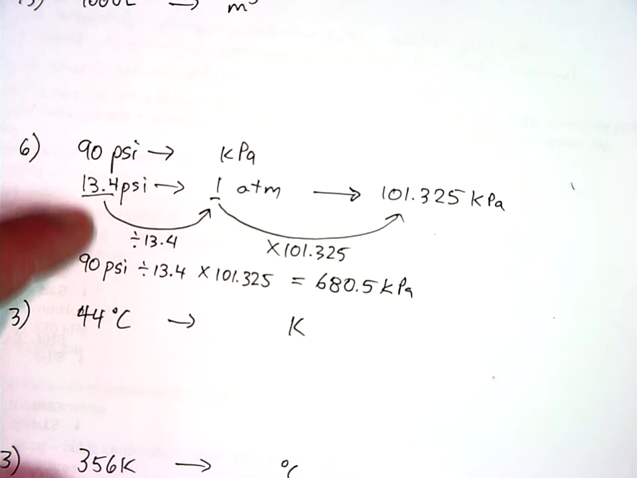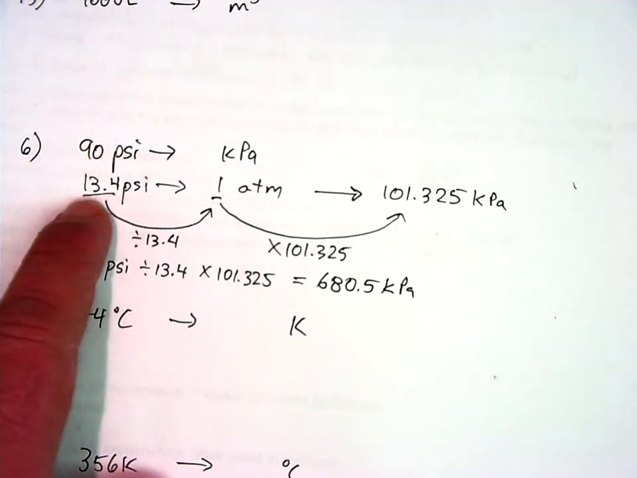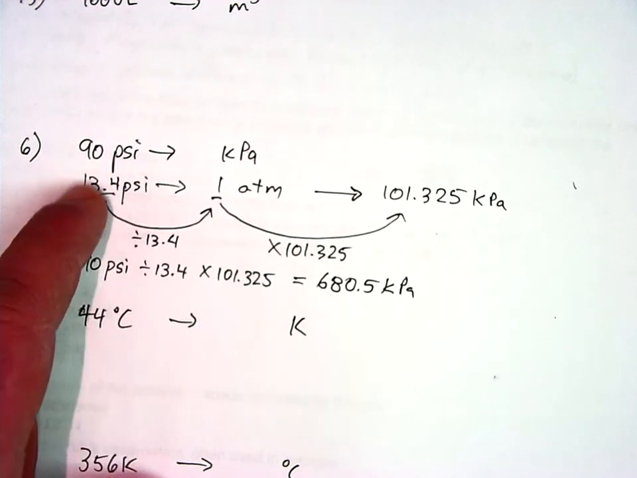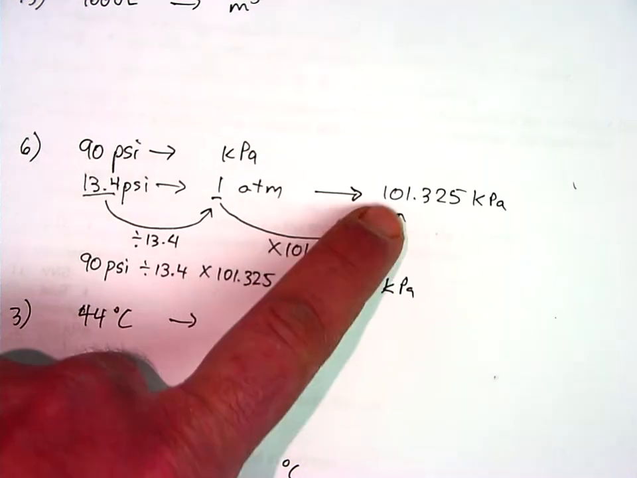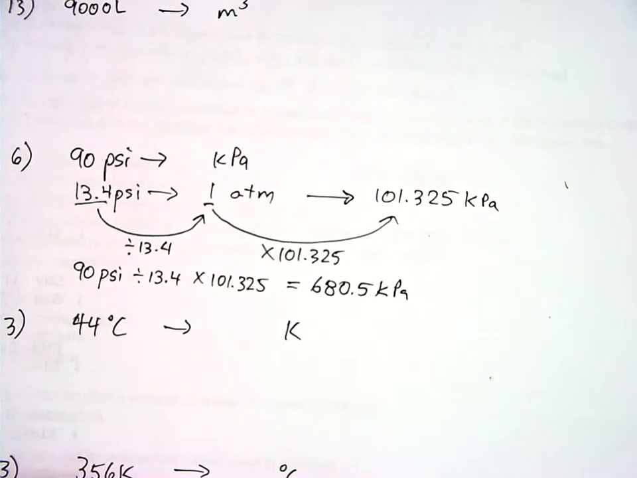That makes sense too. This is about, I'd say, maybe about 5 to 6 times the size of an atmosphere. So like we said, it was about 6 atmospheres. So we should see a number that's about 5 to 6 times larger than the atmosphere in kilopascals, which happens to be 680.5. Okay?